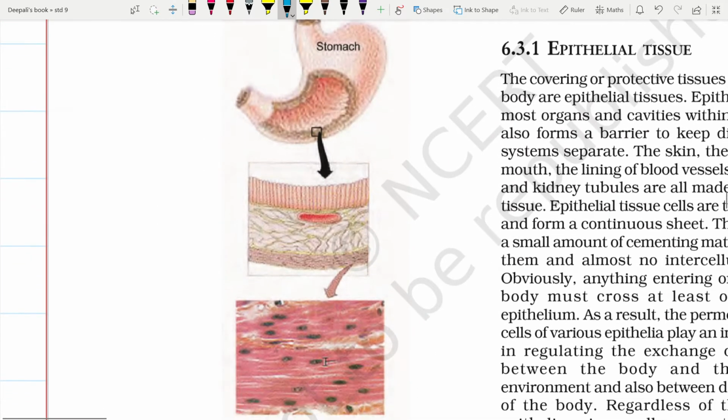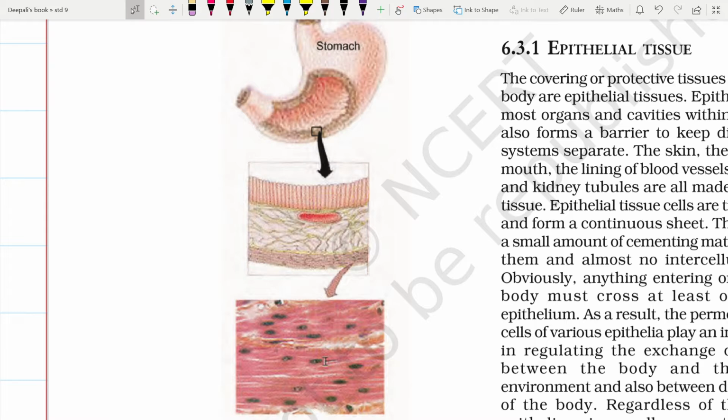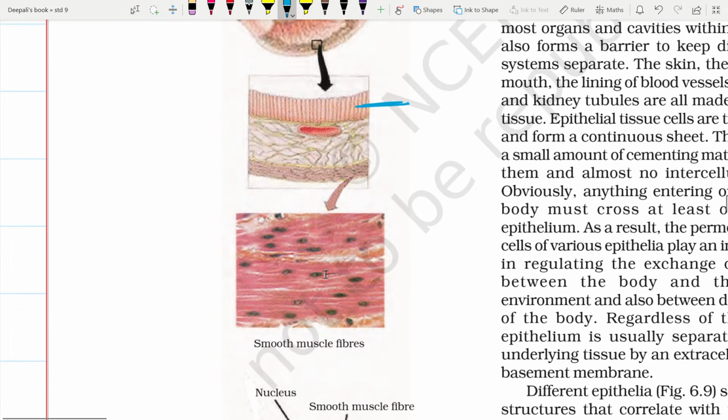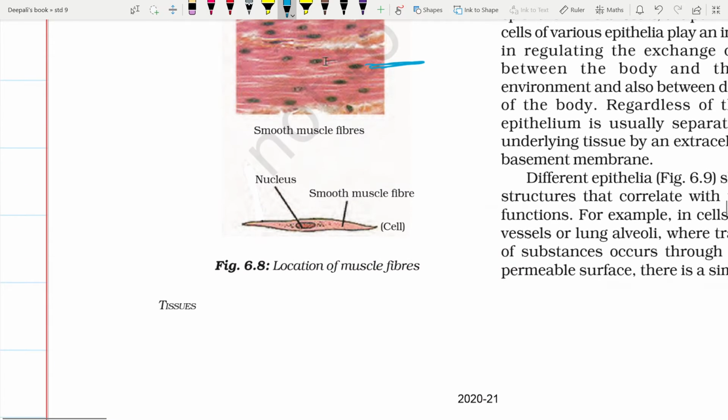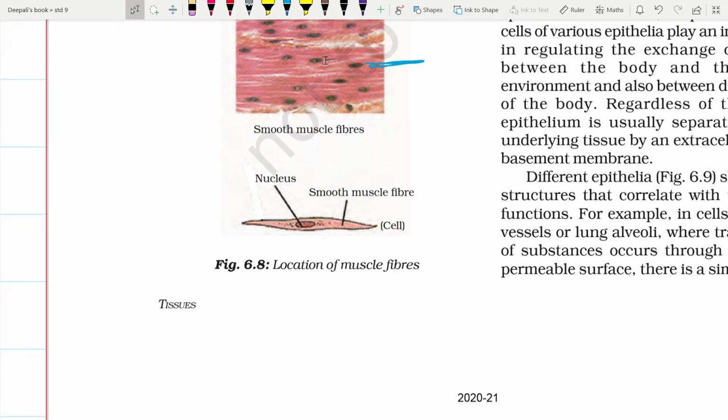So, you can see the stomach. This is the inner lining of the stomach and the outer lining of muscle fibers. You can see the location of muscle fibers in any of the organs.